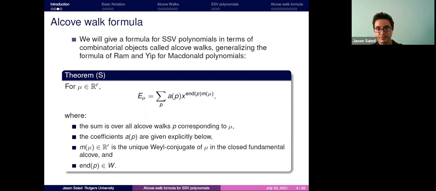In the setting of Ram and Yip, which this is a direct generalization of for Macdonald polynomials, m of mu is always taken to be 0. Here we're generalizing this slightly and just working with any point in the fundamental alcove. And these produce the rest of the SSV polynomials.